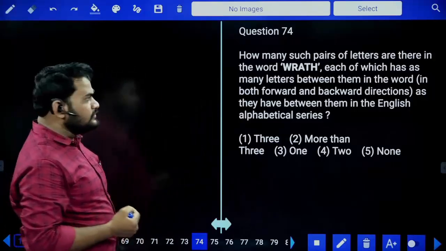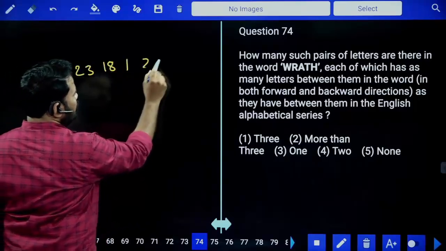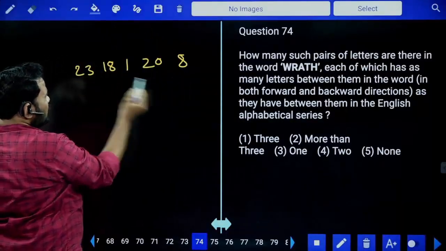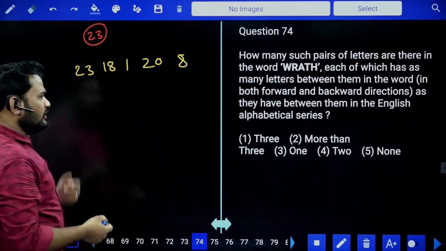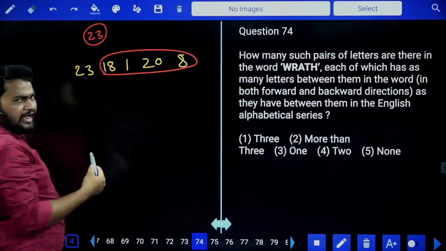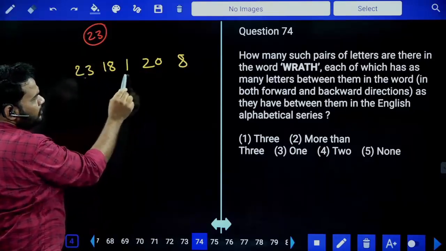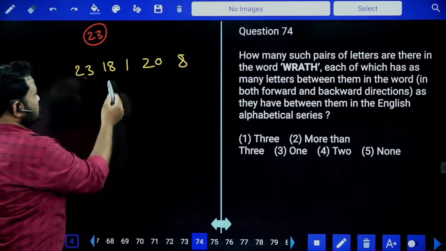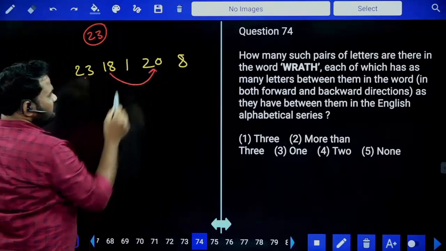Let us get the answer by using numbers. W R A T H, and as the highest number among all these numbers is 23, I can stop with 23. I don't have to cross the number 23 here, right? All these numbers are less than 23, so counting beyond is not required. Next 18, after 19 it is 20. Yes, exactly, 18 and 20 are the first pair.